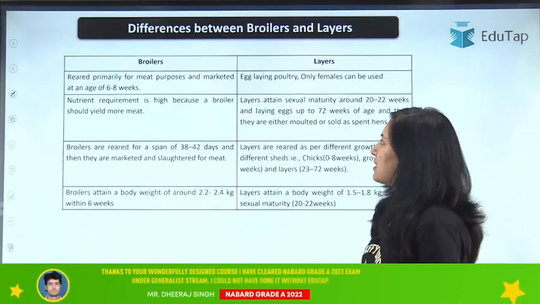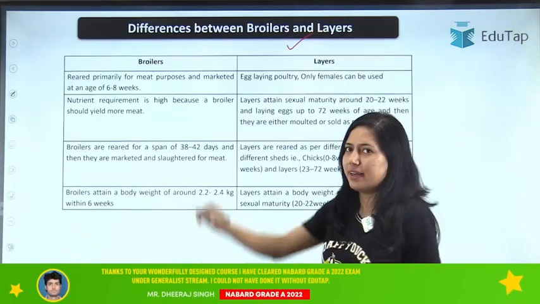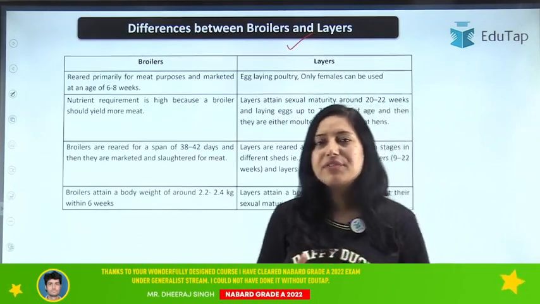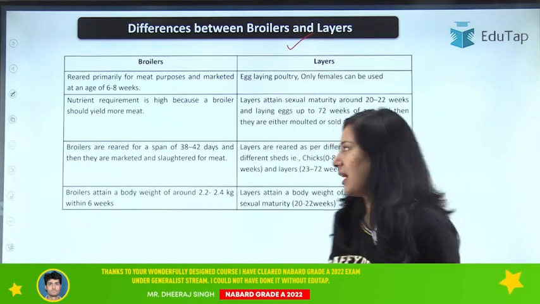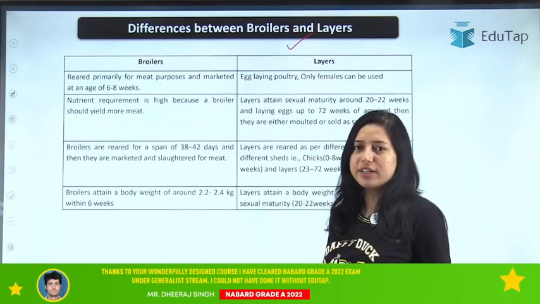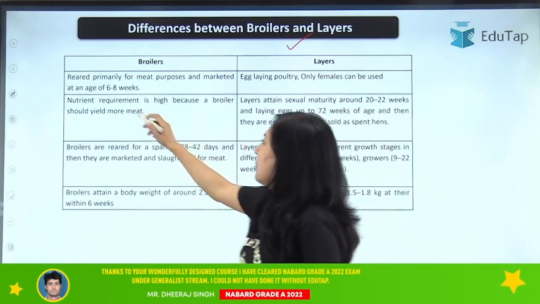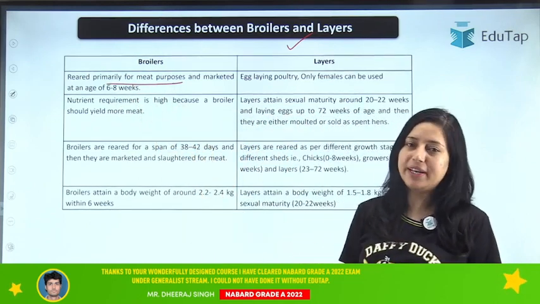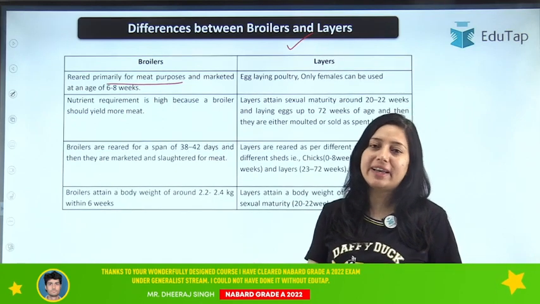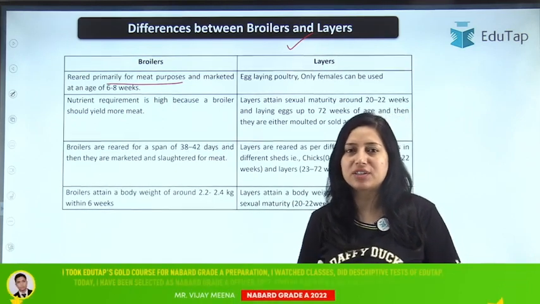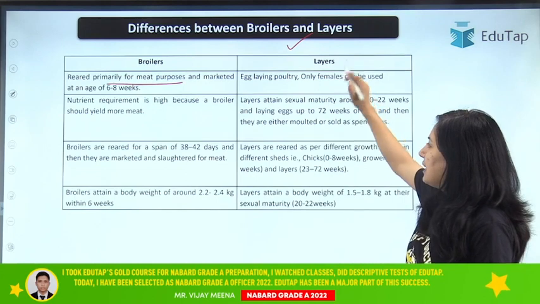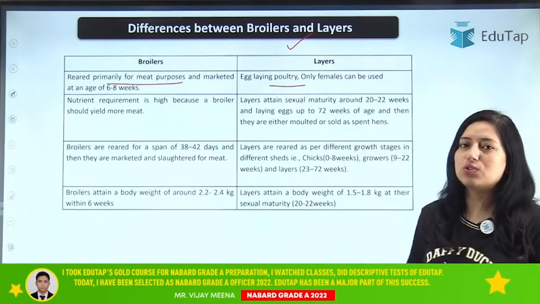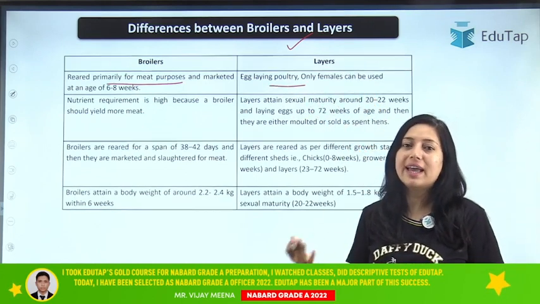Clear? Now let us discuss the difference between broilers and layers. So what is the difference between broilers and layers? Let's discuss that, because this is also important, right? So broiler is basically primarily reared for meat. Whenever we are saying this is a broiler purpose breed, so basically this breed is being reared for meat production. Okay, and when we are saying layers, so that is egg laying poultry. The breed is reared for egg production.